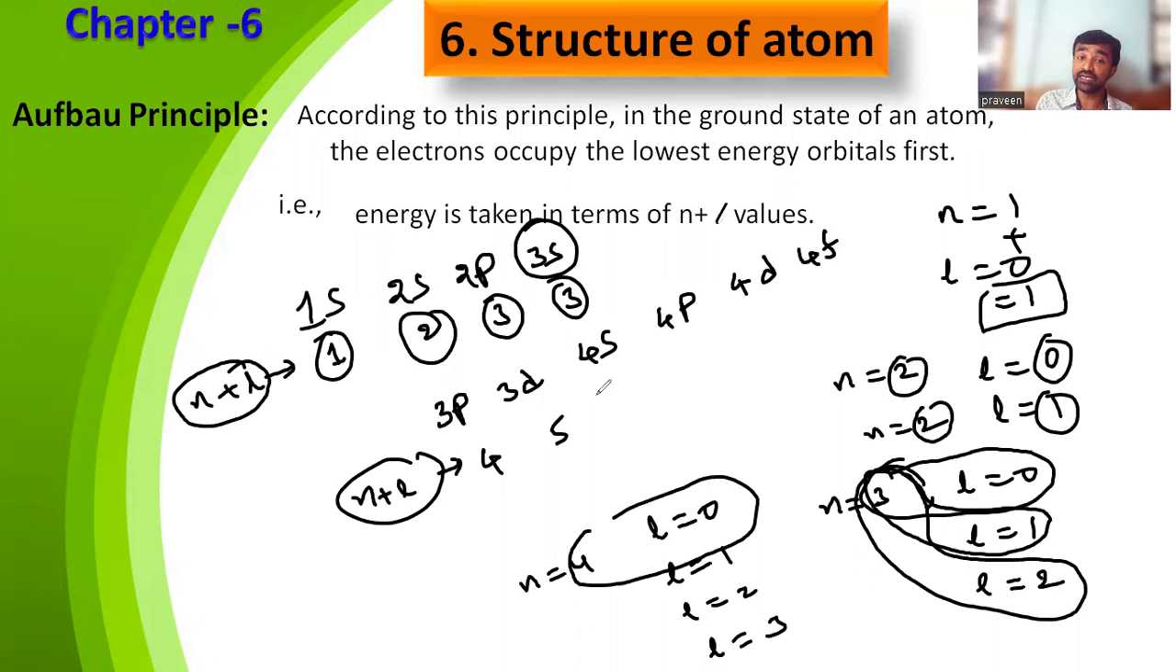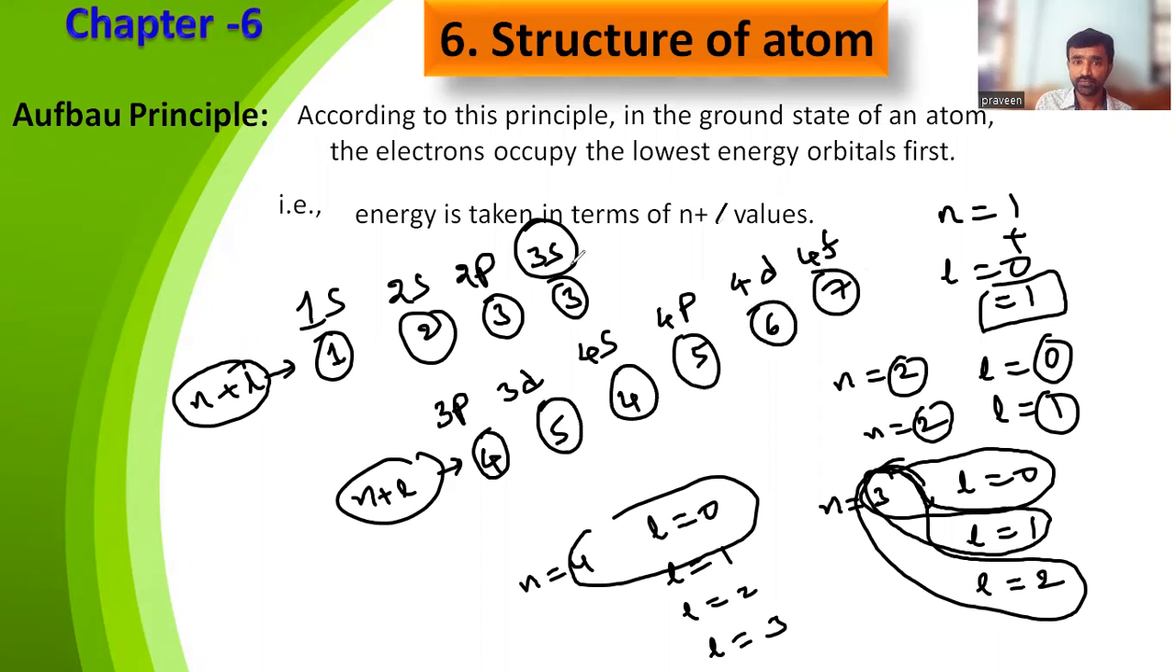Then here, writing N plus L values. So 4 plus 0, 4 only. 4 plus 1, 5. 4 plus 2, 6. 4 plus 3, 7. So I am able to get the N plus L values here, encircled. Right? They are encircled here. So look at them. Are they in the same manner, in increasing order? No, there is a disturbance here. There is a disturbance.